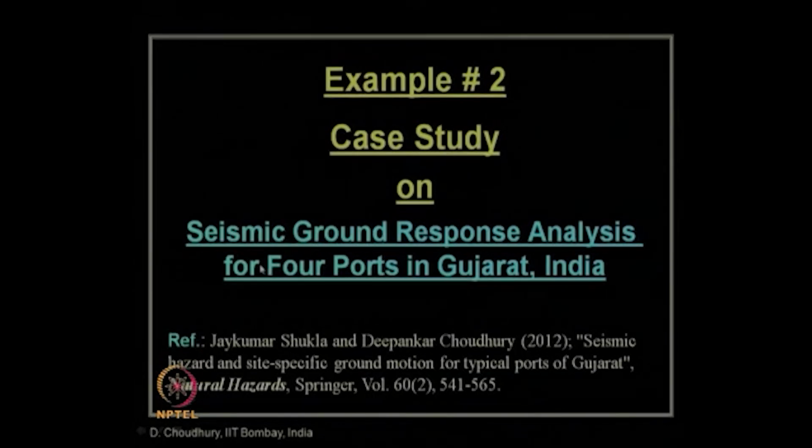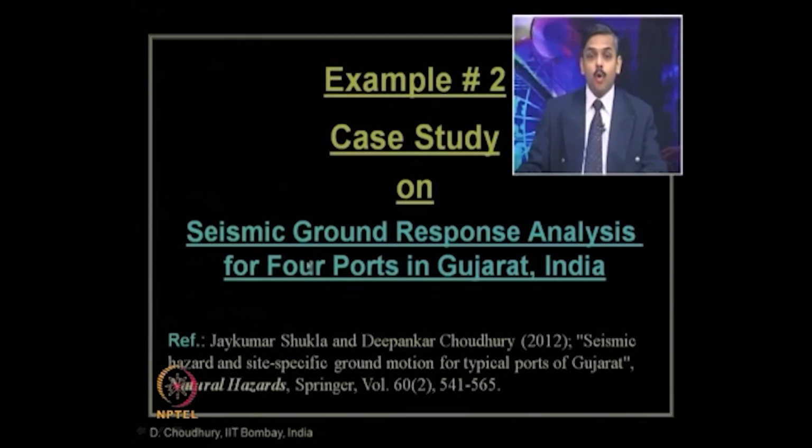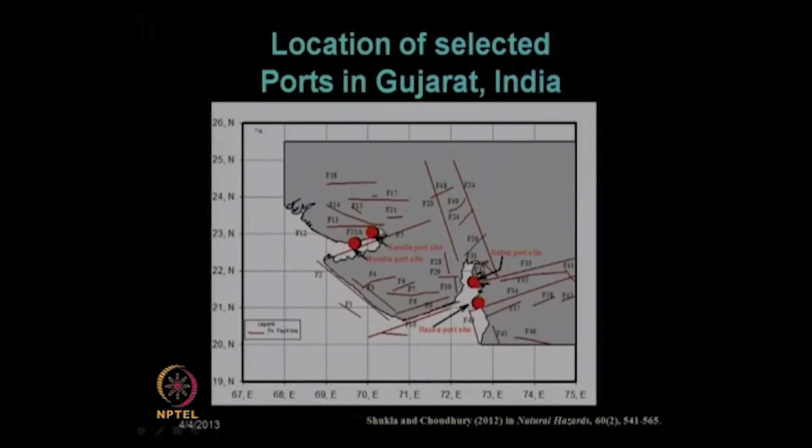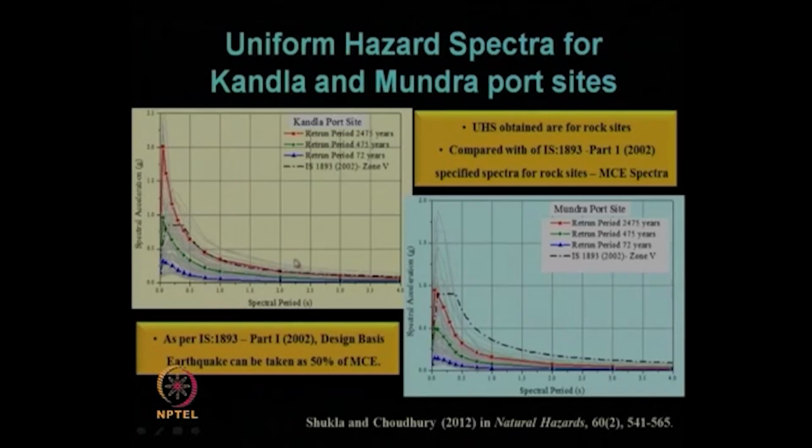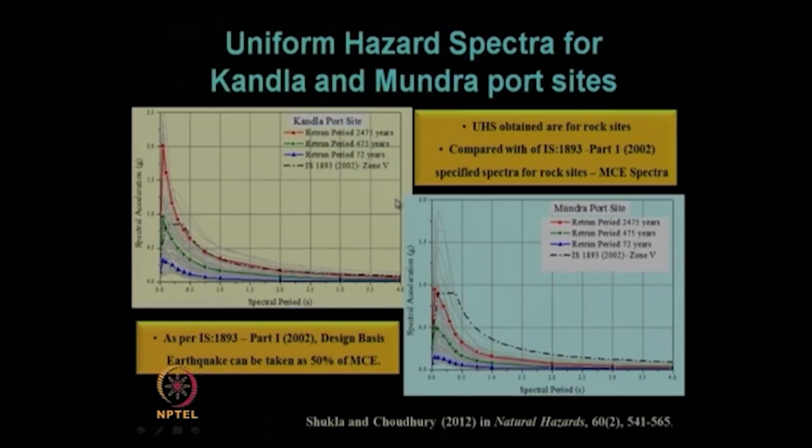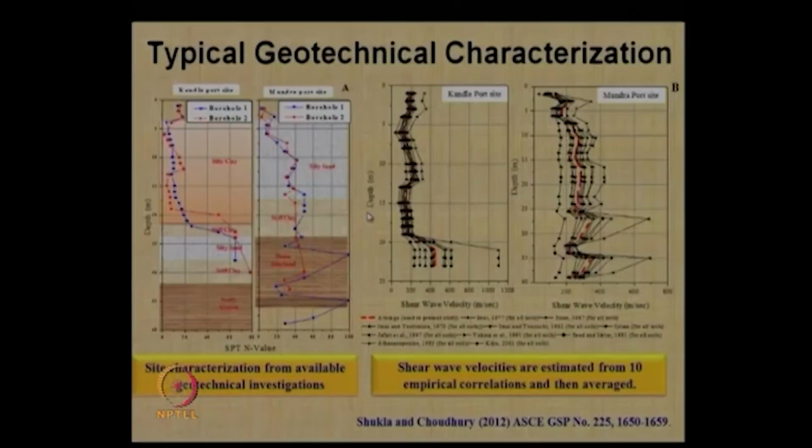Then in the previous lecture, we also discussed example problem 2, which is the seismic ground response analysis for selected 4 ports in the Gujarat state of India, and the publication in the Natural Hazards Springer journal is available. I have mentioned the details of the journal paper, and for that we first identified the 4 locations of these ports: Kandla port, Mundra port, Dahej port and Hazira port in Gujarat with their fault mapping. Then we selected the uniform hazard spectra for individual port sites like Kandla port and Mundra port, as mentioned over here, compared to the IS code corresponding to their seismic zone factor as per IS code 2002 version part 1.